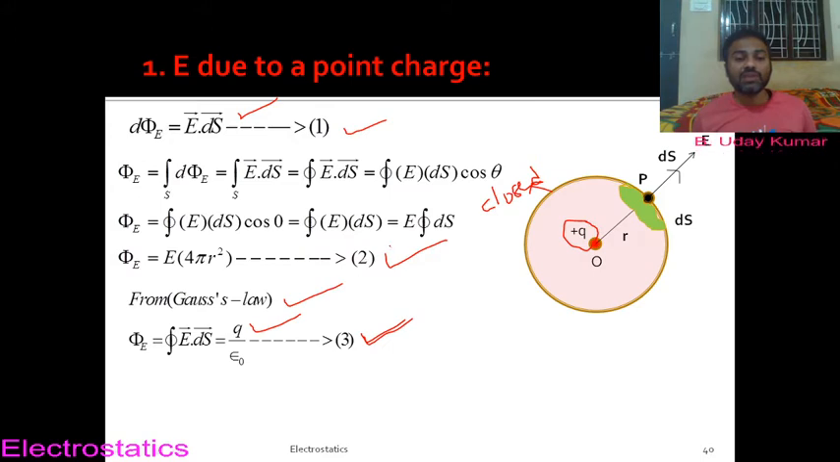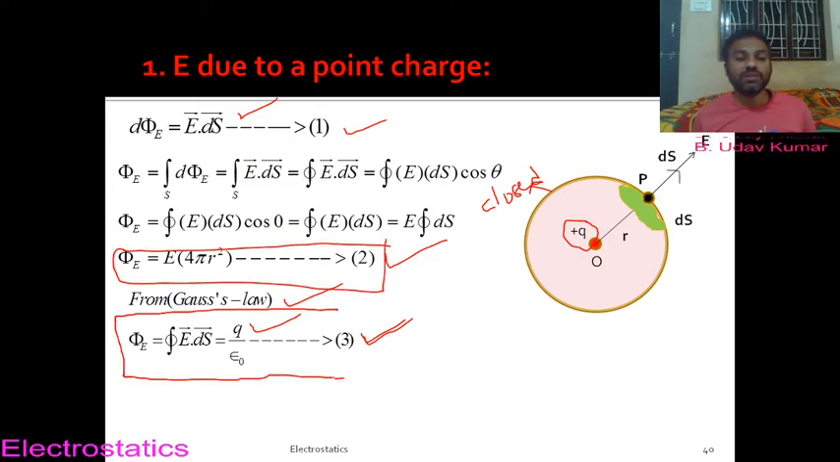Anyway, if you compare equation number 2 and 3, on the left hand side you have phi E, the total electric flux. Since on the left hand side you have the total electric flux in both, the right hand side terms must be equal too: E 4 pi r square and Q by epsilon 0. So from equations 2 and 3, what do you get? You can write E times 4 pi r square is equal to Q by epsilon 0.